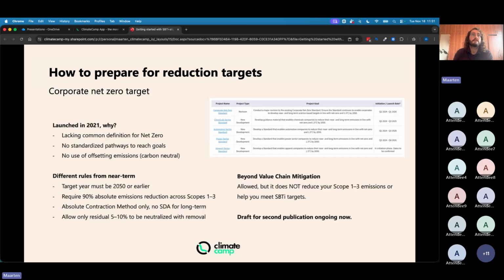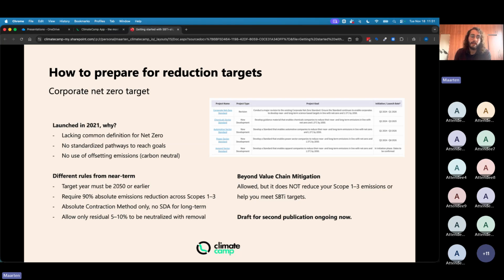Then, okay, this is the supplier engagement target. Then I want to quickly talk about corporate net zero. Now, why did they launch the corporate net zero guidance in 2021? And okay, the question is why?